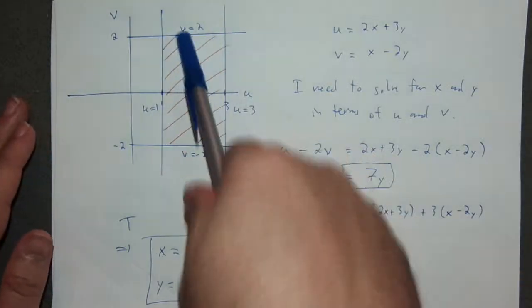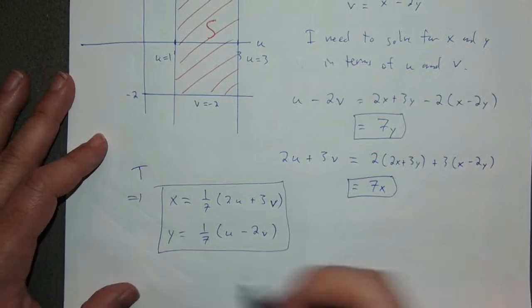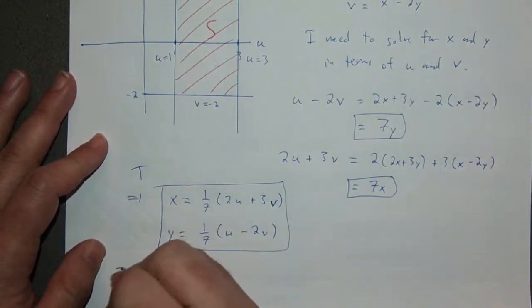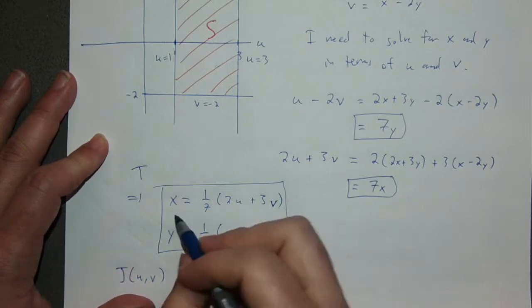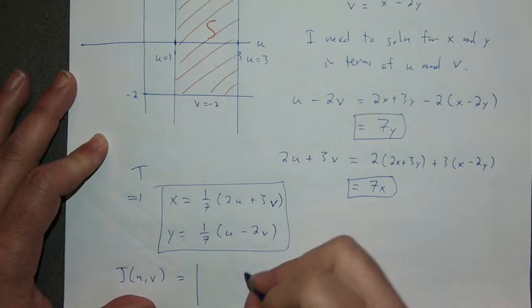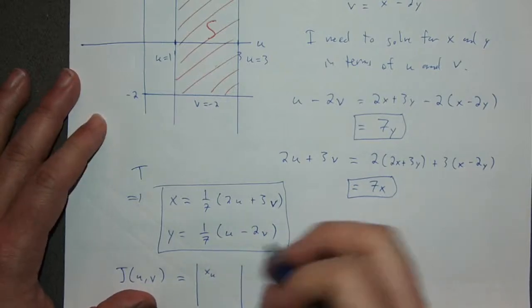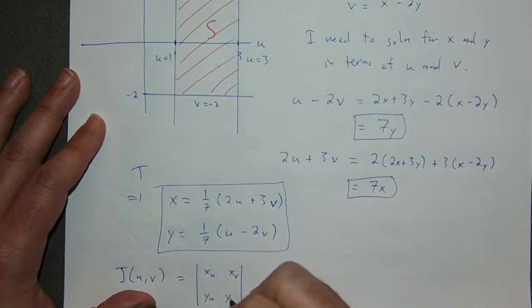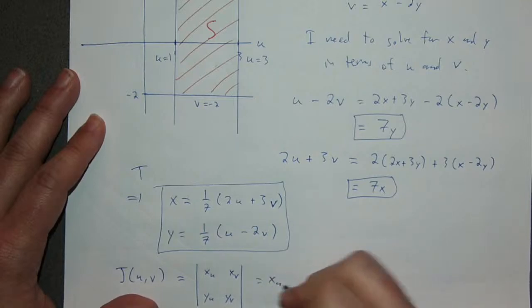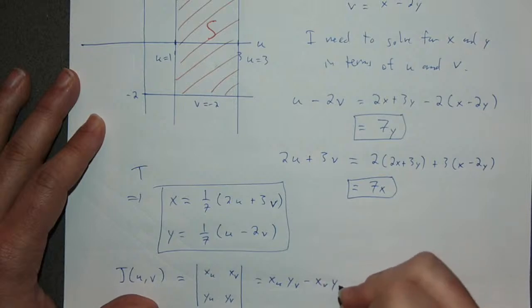We have the region that we're going to be integrating over that's very nice. So now I need to compute the Jacobian of this thing. So let's do that. The Jacobian of this transformation is, my way of remembering here is that this is the determinant of x sub u, x sub v, y sub u, y sub v. So this is x sub u times y sub v minus x sub v, y sub u.